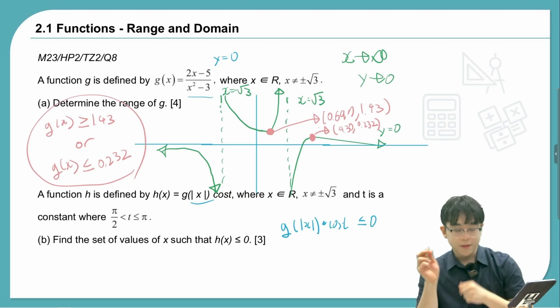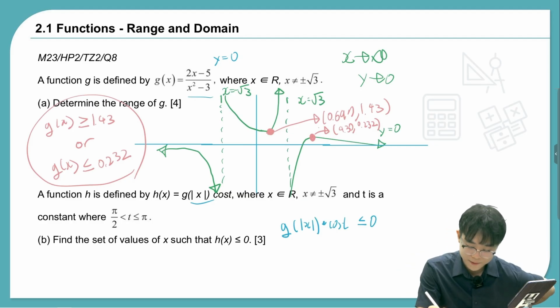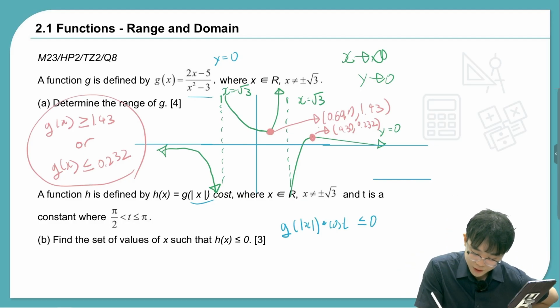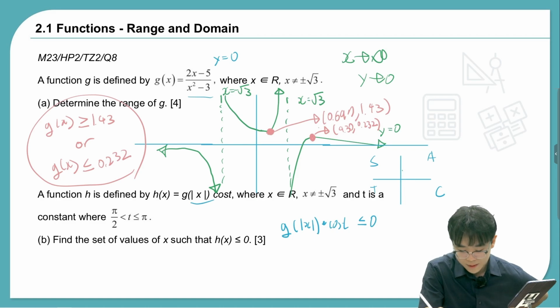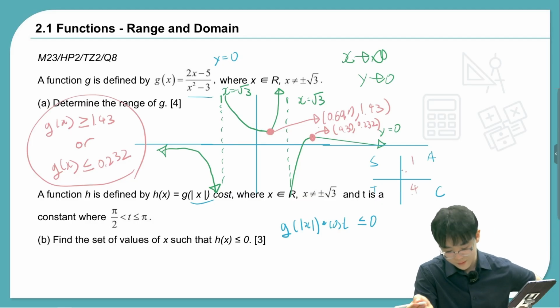Let's first think about what cosine t does. Remember that unit circle? We have All Students Take Calculus, ASTC. So the cosine value is positive in the first and fourth quadrant, right?